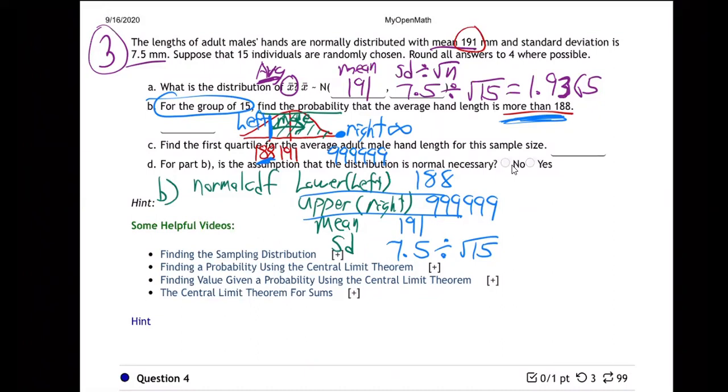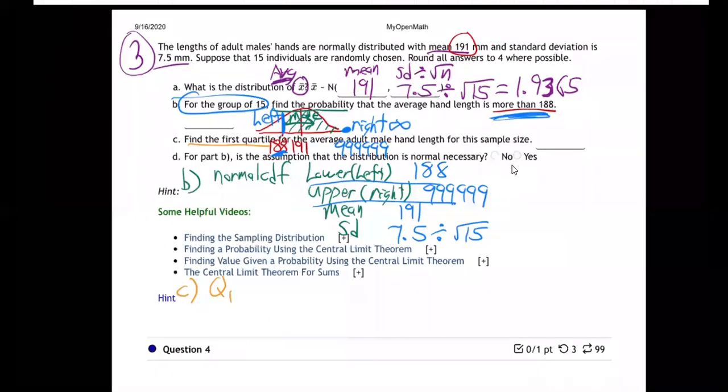I'm going to go on to part C. If you're good, feel free to speak up, if you want to talk about it anymore. For part C, it says find the first quartile for the average adult male hand length for this sample size. All right, so part C, they want Q1, right? First quartile, Q1. So you know how to get Q1, right?